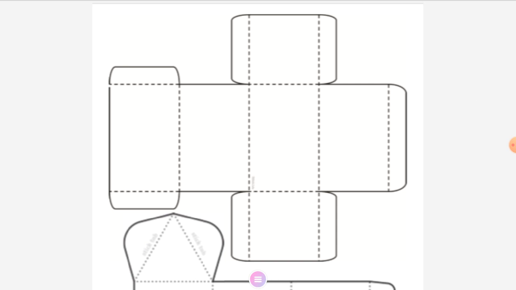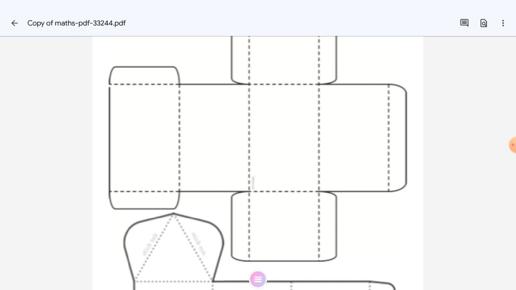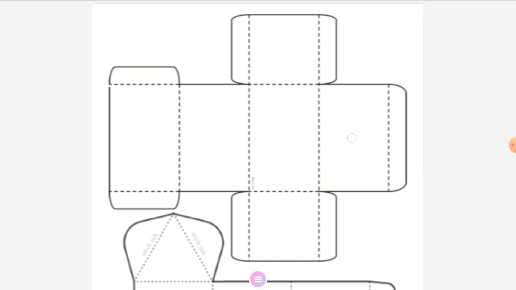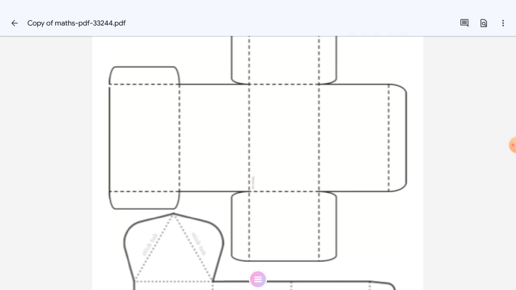It has 6 different shapes. It looks like there's squares and rectangles. If it's 6-sided and it's made up of squares and rectangles, Parker? It is a rectangular prism. This one and this one would be my bases. And then these 4 would be the faces.